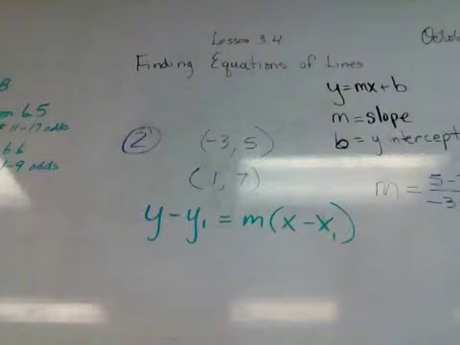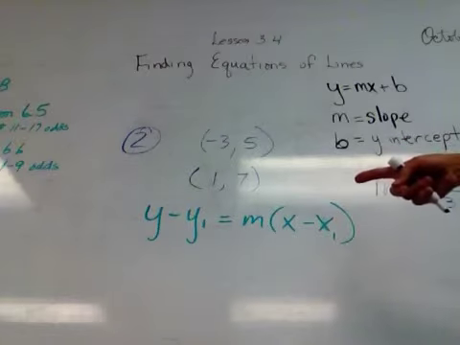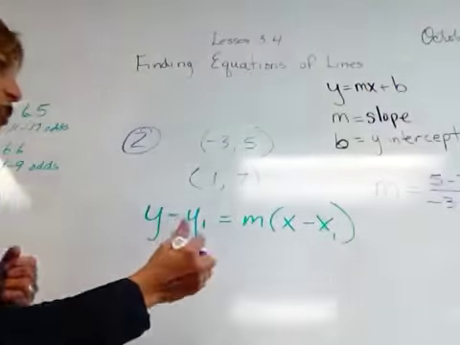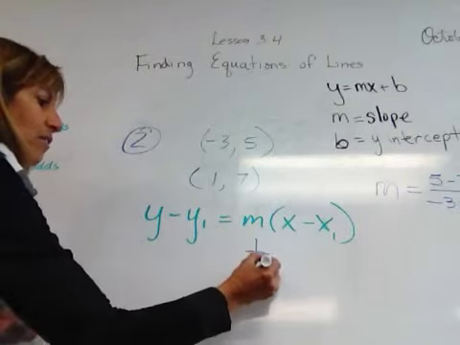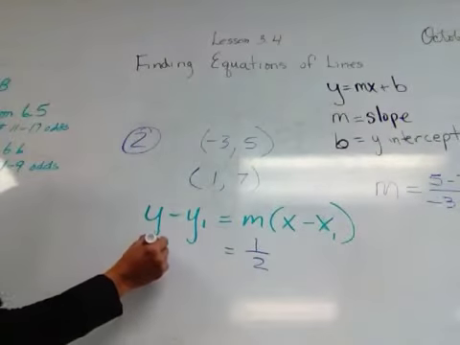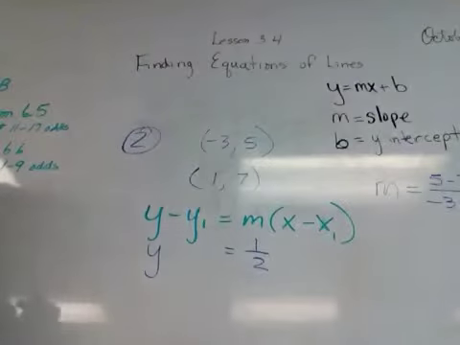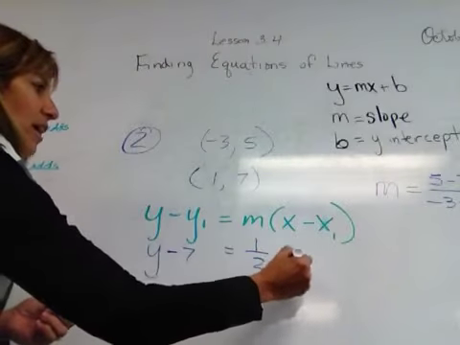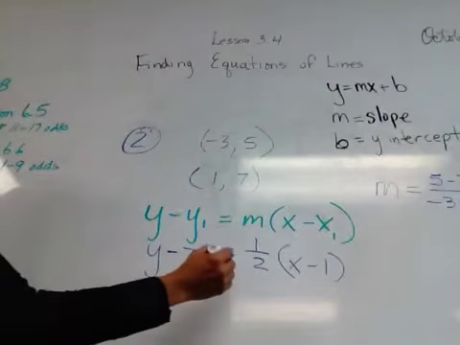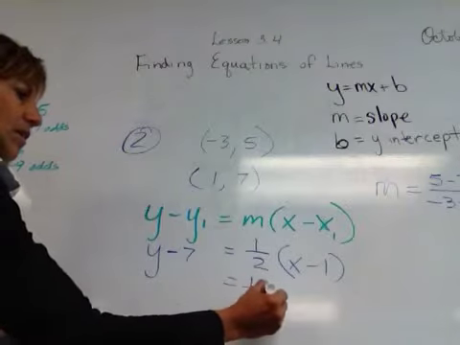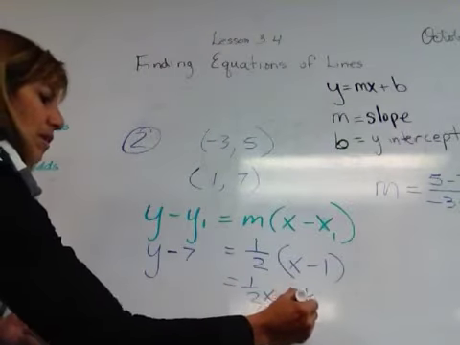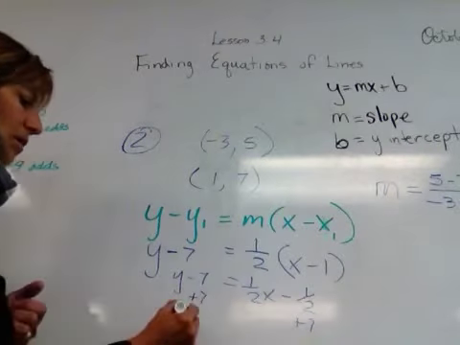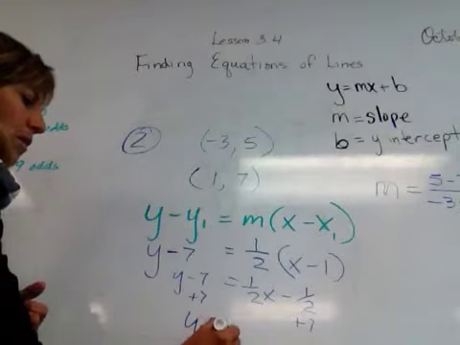Now the problem is exactly what we just did in the problem before. We've got a slope, we've got a set of points, we just plug it in and solve it. So slope is 1/2, and then y minus 7, choose one of the sets of points. You want to use this set? Okay. y minus 7 equals 1/2 times x minus 1. Then you distribute, and it's 1/2 x minus 1/2, and then y minus 7, and then plus 7 on both sides. So y equals 1/2 x minus 7.5.